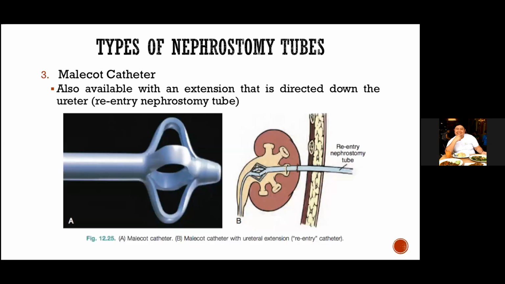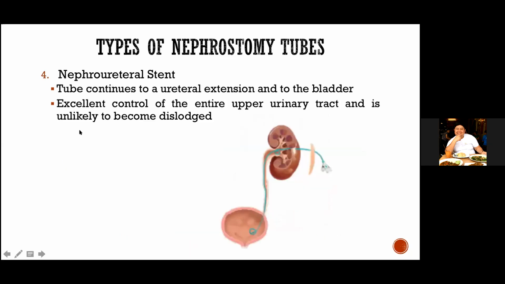Next is the Malicot catheter. So as you can see, there are expanded wings which provide an atraumatic and non-obstructive retention mechanism. So when placed or removed, a stiffener is inserted through it to push the tip to straighten the wings. So it is also available with an extension that is directed down the ureter, the re-entry nephrostomy tube.